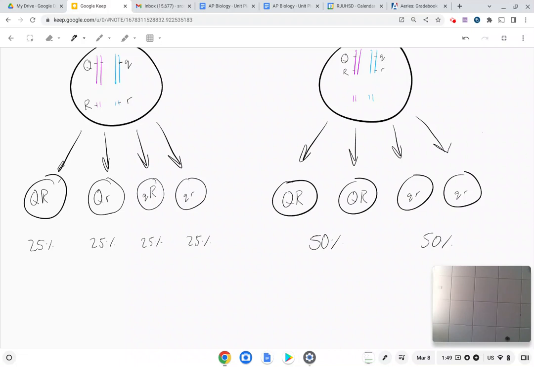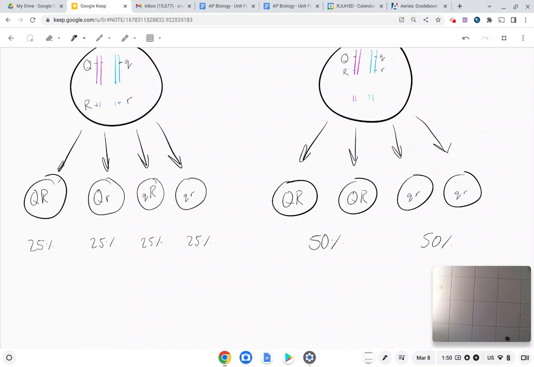Okay, so what this tells us is that if we look at the pattern of inheritance in the offspring and we see kind of a weird pattern where it looks like the alleles are getting inherited together, that's a major clue for us that these alleles are probably linked. They're probably on the same chromosome.